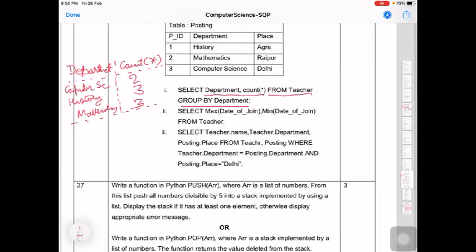Okay, so you must approach right to left. Then again, second one is very easy. From teacher, you do not have any where part. So the teacher table is to be selected and you have to select the maximum date of joining and minimum date of joining. So your answer will be as this.